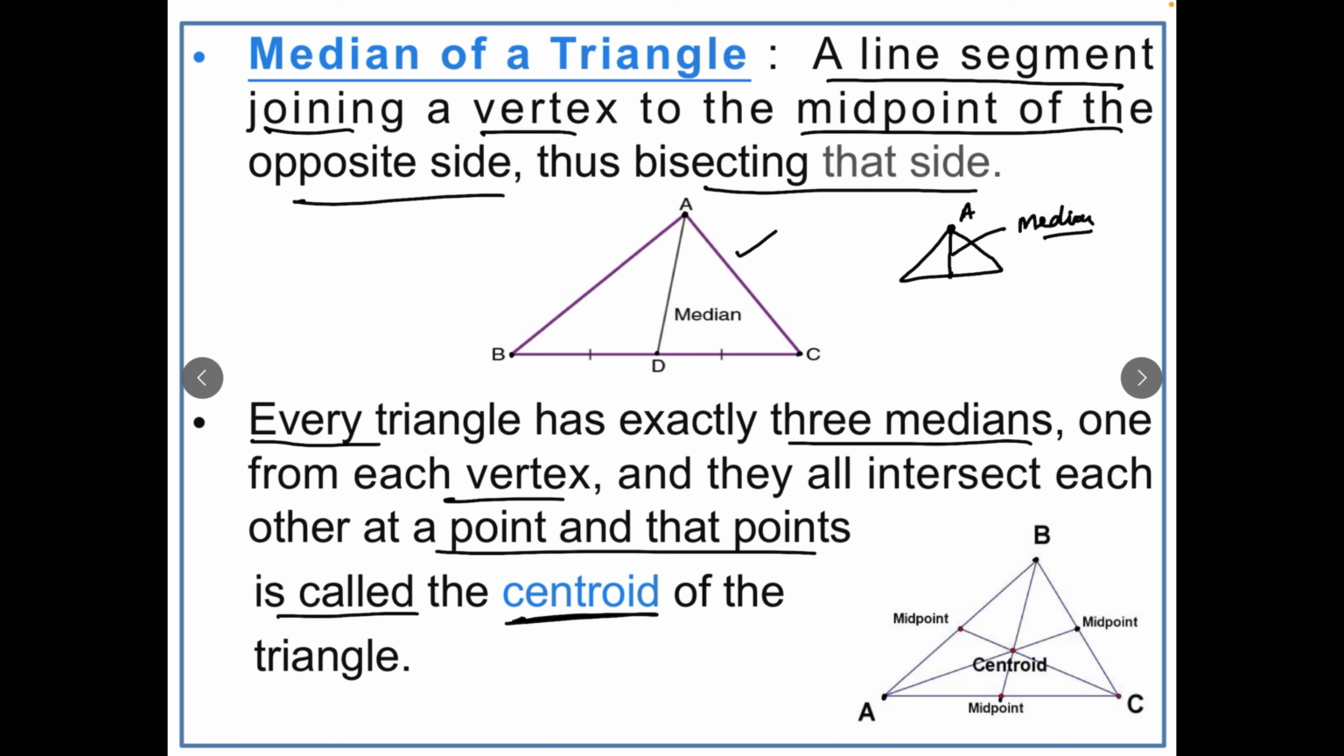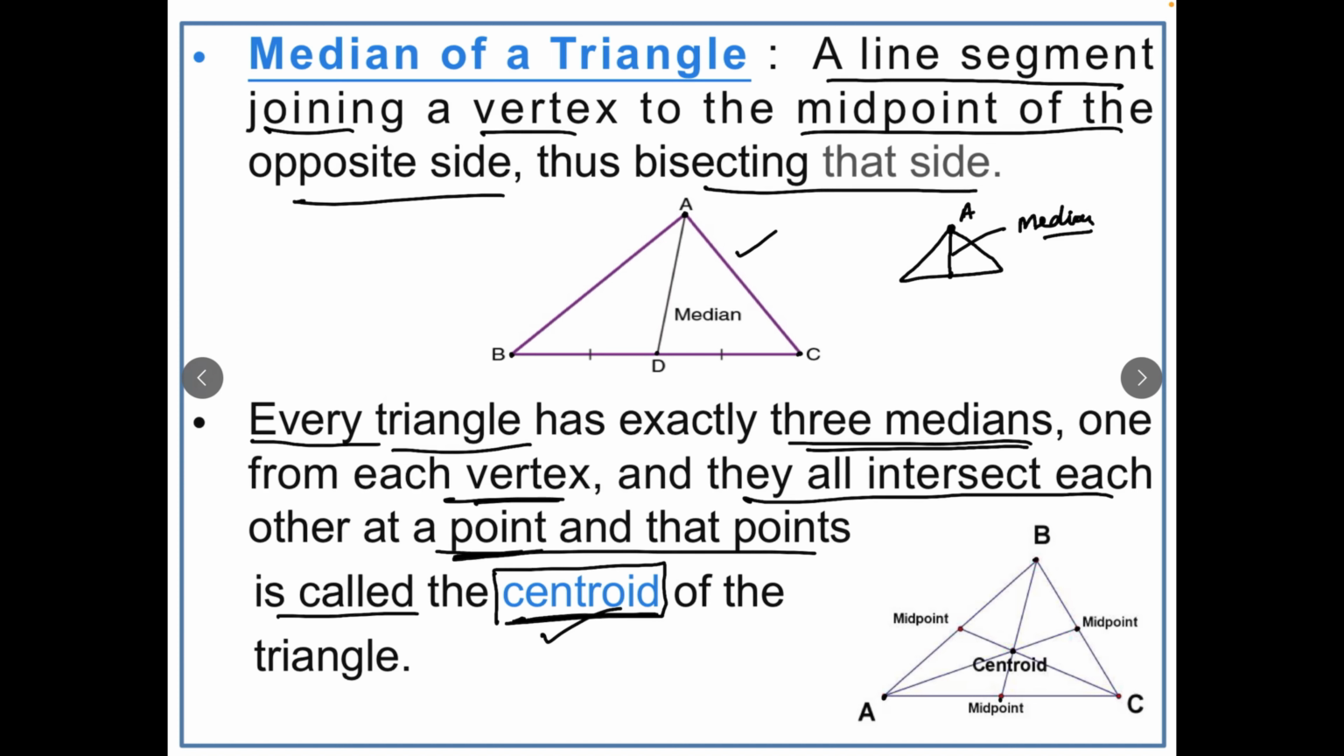So when you draw all 3 medians, they will certainly intersect each other at a point in the interior of the triangle, and that point is called the centroid of the triangle. Okay, so a triangle has 3 medians, one from each vertex, and they all intersect each other at a point, and that point is called the centroid of the triangle. Okay, I hope you understood.